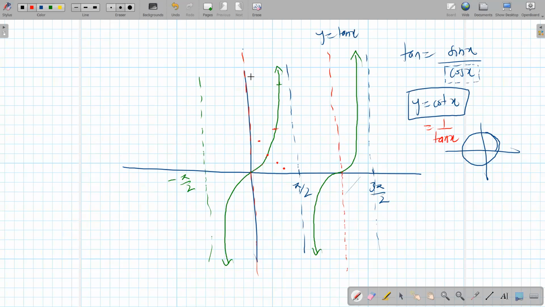What's 1 over 0.1? 10. So there, and it keeps going. It's just a reflection on the y-axis. There you go. That's the cotangent there.